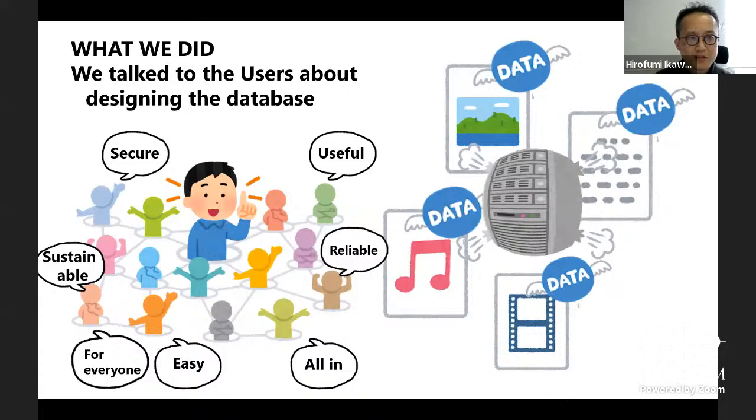First, we consulted with users to ask them what they wanted out of the database. They wanted the database to be secure, accessible to all, useful, reliable, comprehensive, user-friendly, and sustainable. We received many ideas from different people, and from these, we generated a lot of potential solutions, maybe too many.